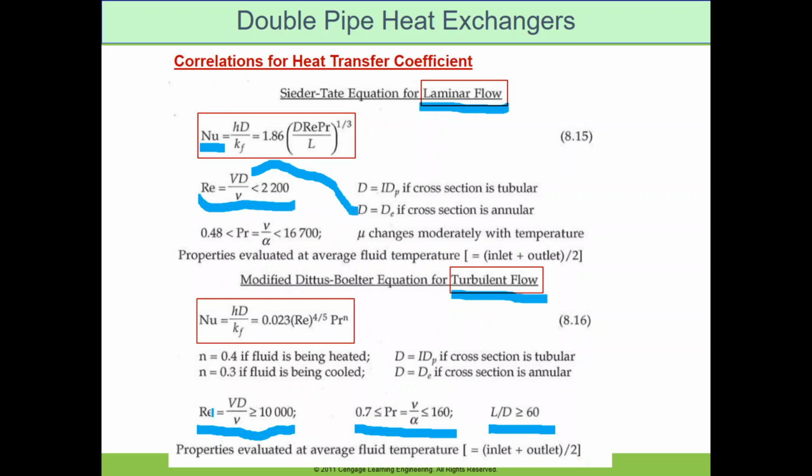Again, first we calculate the Reynolds number. Then we substitute the Reynolds number and Prandtl number here to find the heat transfer coefficient. D is the characteristic diameter and K is the thermal conductivity of the fluid. We need to use the properties, which will be evaluated at the mean temperature of the fluid, that is, the inlet and outlet mean temperature of the fluid.